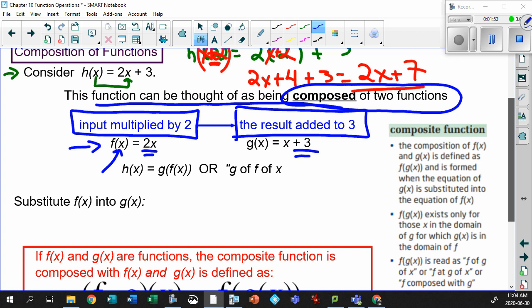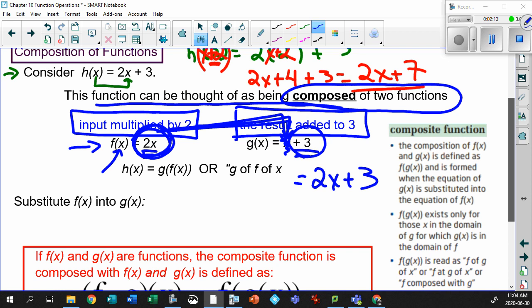Okay? So think about it. You're taking this, right? And you're basically putting it in here. Think about it. Multiply by 2. Whatever you get goes in here. Add 3 to it. So basically, if you think about it, this 2x is going to replace the x by saying 2x plus 3. There's your new composite function. There's your new h of x.